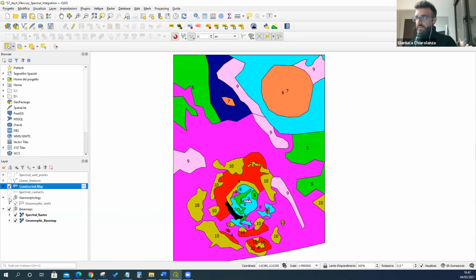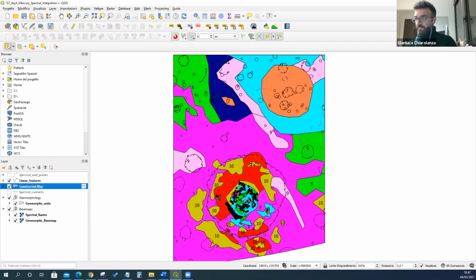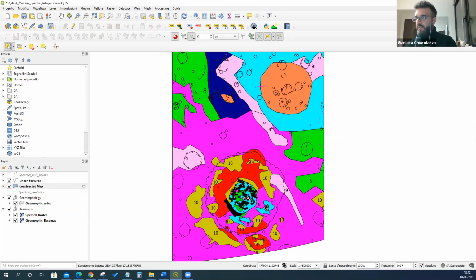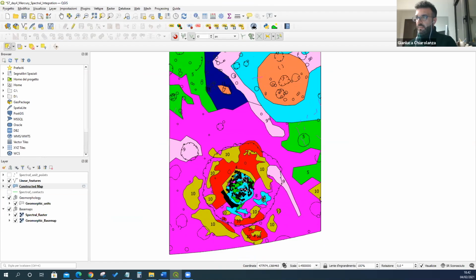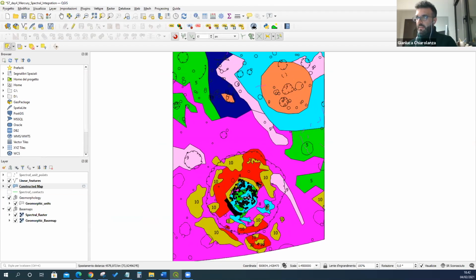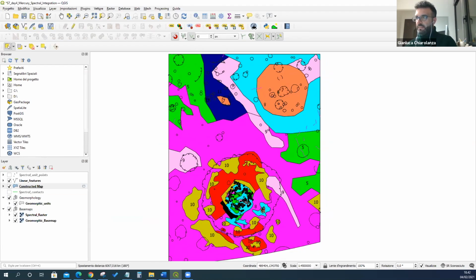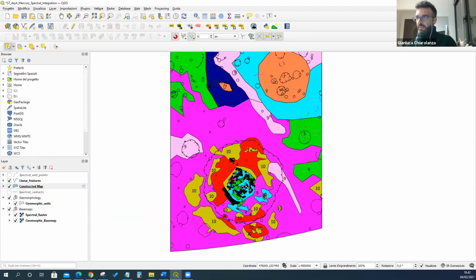Then, of course, there are some points which I'd like to highlight of correspondence between the geomorphological units and the spectral units that I drew. The first one that I'd like to highlight is the presence of unit 4, the one in red, which is mostly contained within the basin rim. As far as I could see, it's quite lacking outside the basin rim, except in this area just south of the basin rim.